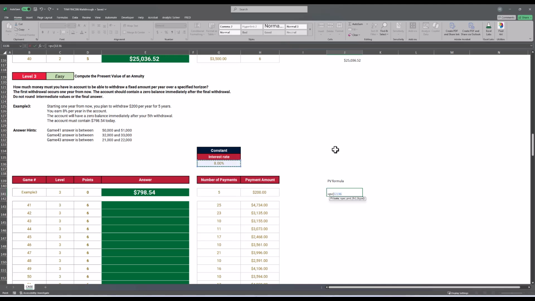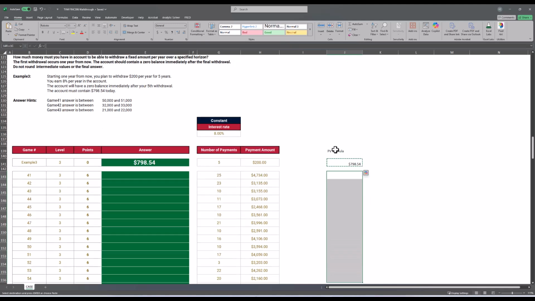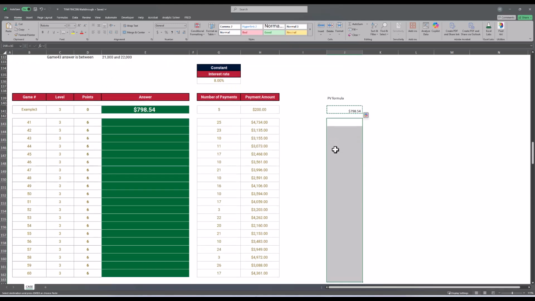Give it an interest rate, a number of periods, a payment amount that I'm going to make negative so that I produce a positive number, and 0 is the FV because there's nothing happening at the end of the timeline. Here's my answer, matches what I'm given as the example.